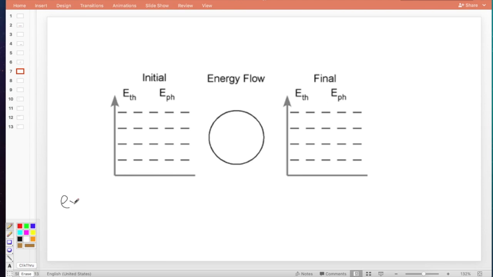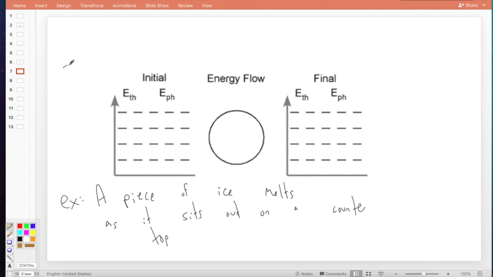Let's do a last example. A piece of ice melts as it sits out on a countertop. So think about this. The particles of the ice are moving very, very slowly, so I have hardly any motion. Are they moving at all? Yeah, they are. Even objects that are solids have particles with motion. It's just mainly vibrations at this point. Those particles are locked into place, kind of vibrating. So that's my beginning state.